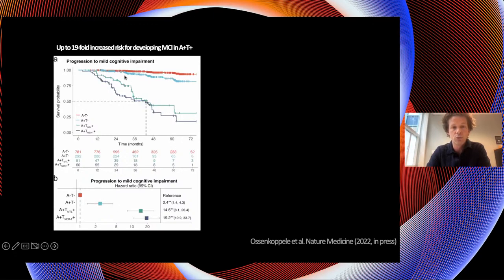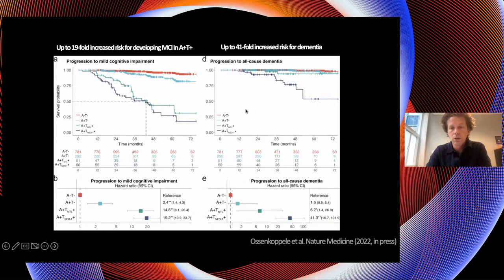You can see that the biggest changes really occur in people that are both amyloid and tau PET positive, where after approximately 3.5 years, half of this group has progressed to MCI. And hazard ratios are also really high. They're up to 19 in the group that has amyloid and tau in the neocortex. When we look at progression to all-cause dementia, you can see that these numbers are even higher, especially in the group that has tau pathology in the neocortex, with a hazard ratio of up to 41. So they're really at high risk for relatively short-term future cognitive decline.